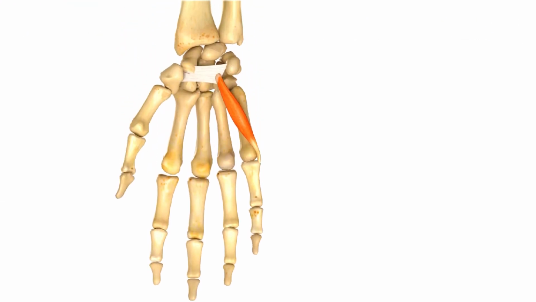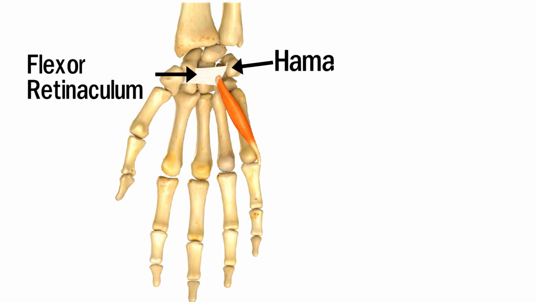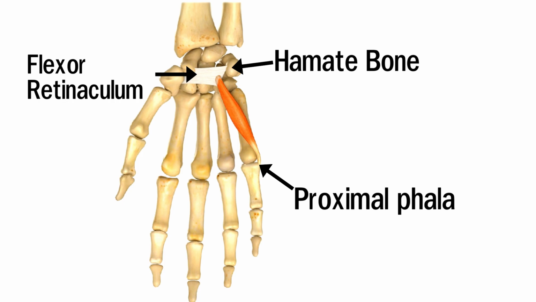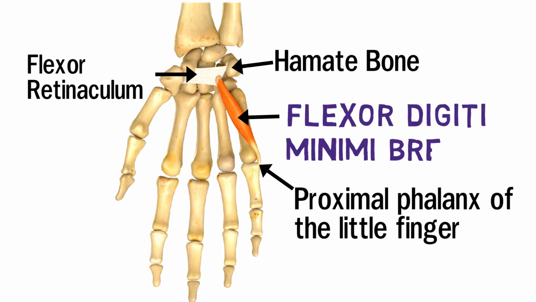Let's have a look. This is the flexor retinaculum, and this is the hamate bone, the points of origin. This again is the proximal phalanx of the little finger, the point of insertion. So this muscle is the flexor digiti minimi brevis.